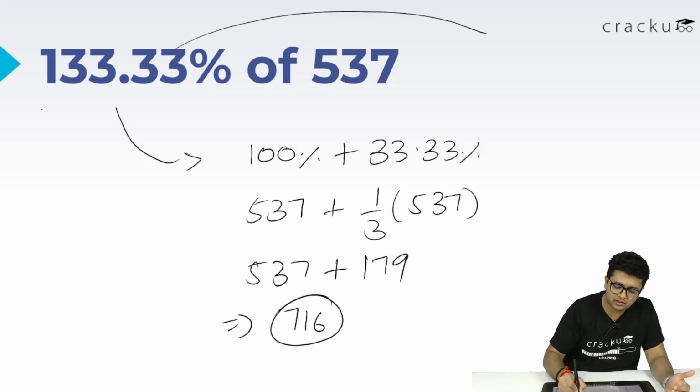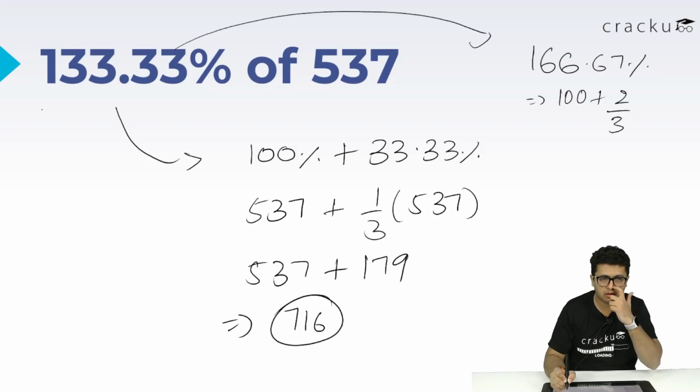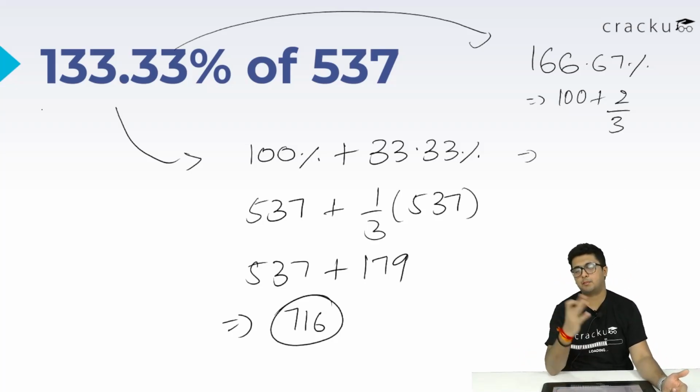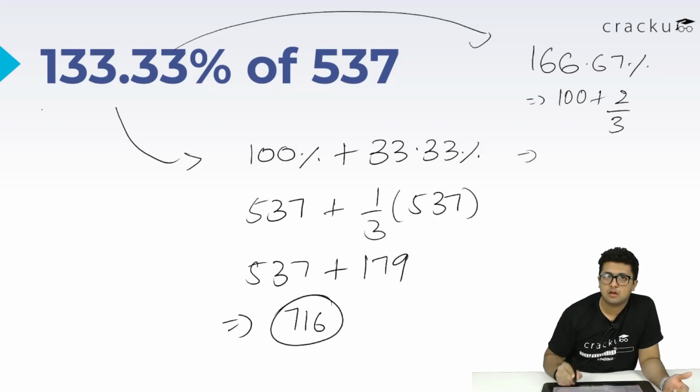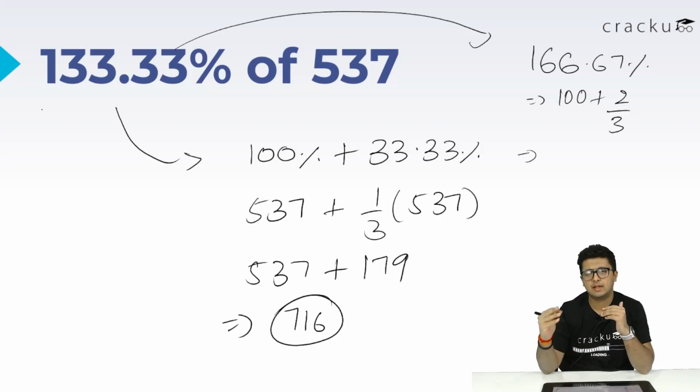Now 133.33% is easily calculated. The same thing goes for 166.67%, which is nothing but 100 plus 2 by 3. Right, this goes for multiple cases. Anything over 100 can be broken down as 100 plus something else. We will see this in the future questions, where we can also approximate. It will be much easier to calculate that way.